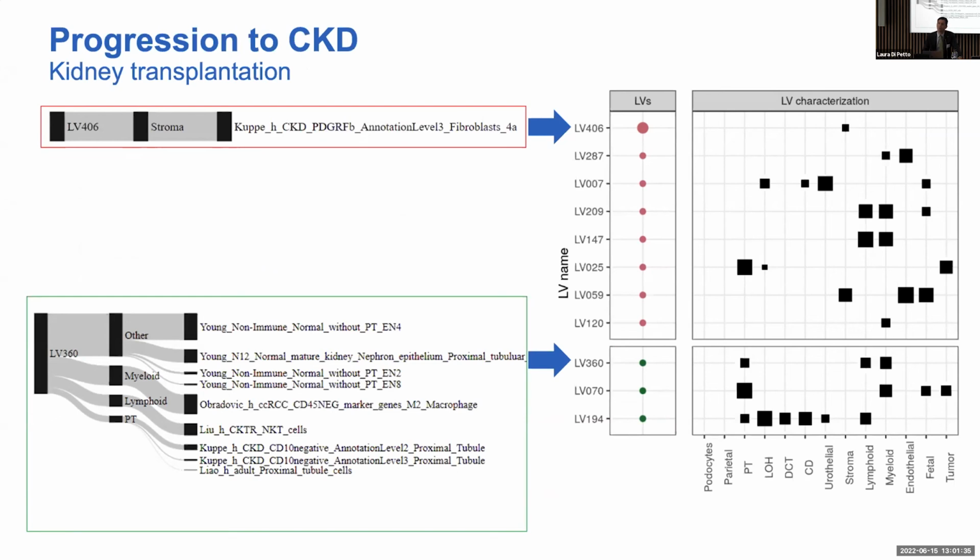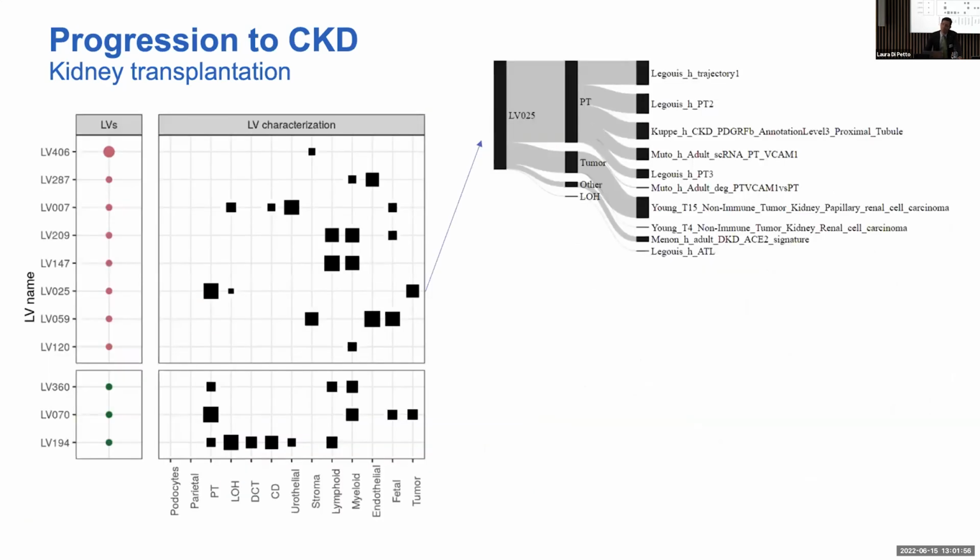Okay. Including, importantly, some proximal tubule cells, which, if you look more closely, are basically normal proximal tubule cells we obtain from normal kidneys. But there are also some latent variables, the LV025, associated with proximal tubule cells, but associated with fibrosis. So we went further on that to really characterize it.